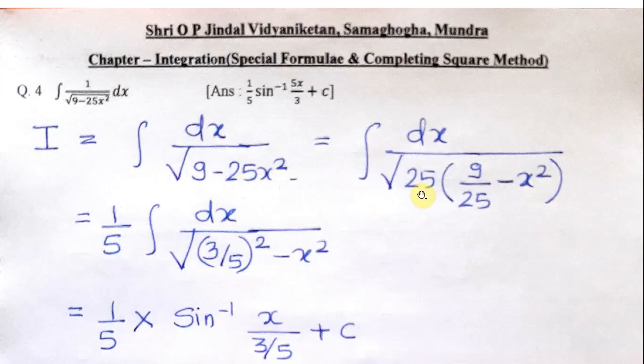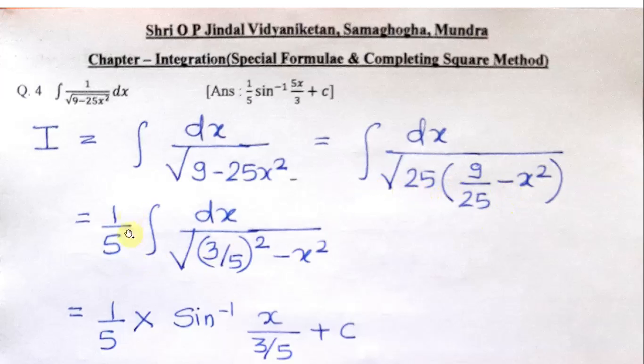So first of all we shall take 25 common. Whenever you are taking 25 common, the coefficient of x square will become 1, but whichever term does not have 25 as a multiple, that term will be divided by 25. Okay, because if you multiply again, 25 and 25 will be cancelled, and again originally you will get 9, and then 25 will multiply into the x square also. Now 25 I am taking outside the root. You know that 25 will come outside the root, it will become 5.